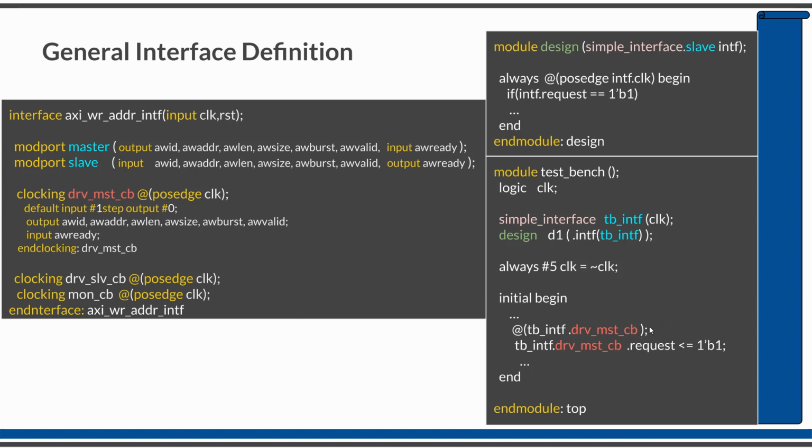Remember this is a generalized way. This is true even in the case of a UVM based test bench. Even if you are writing your components in UVM, the interface in a UVM based test bench will look exactly similar to this. It will have a master clocking block, a slave clocking block, and a monitor clocking block.